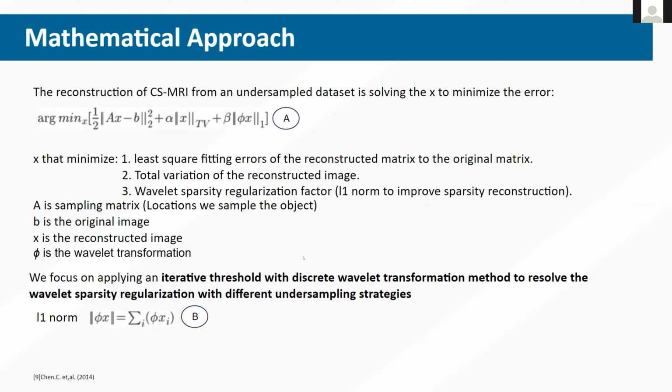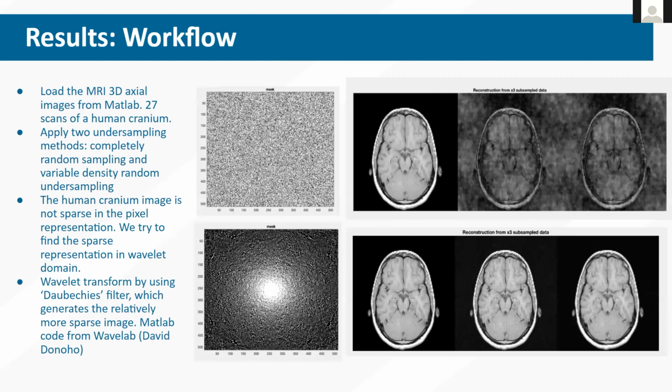So we apply this iterative method with a discrete periodic convolution with a wavelet function and treating the undersampled image by iterations of cycles. So then we run our simulation. In our simulation, we loaded the MRI 3D axial images from the MATLAB Image Processing Toolbox. And there are 27 slices of a human cranium.